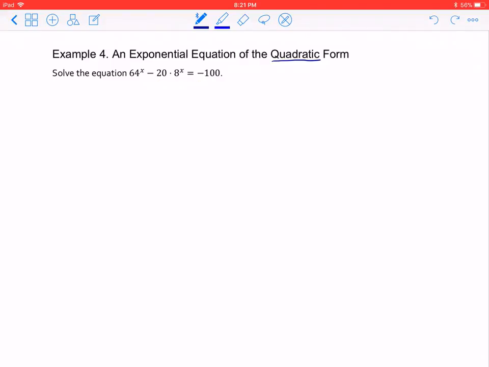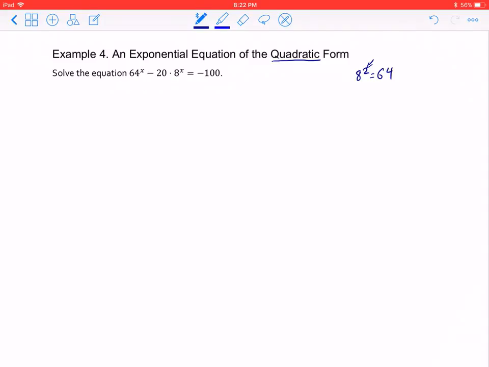So what I'm going to do is look at each of these numbers. I see a 64, and I see an 8 with x's on it. Well, that's interesting, because I know that 8 squared is equal to 64. Maybe this is where the quadratic form comes in. So if I'm going for a quadratic form, I'm going to have to get 0 on one side.